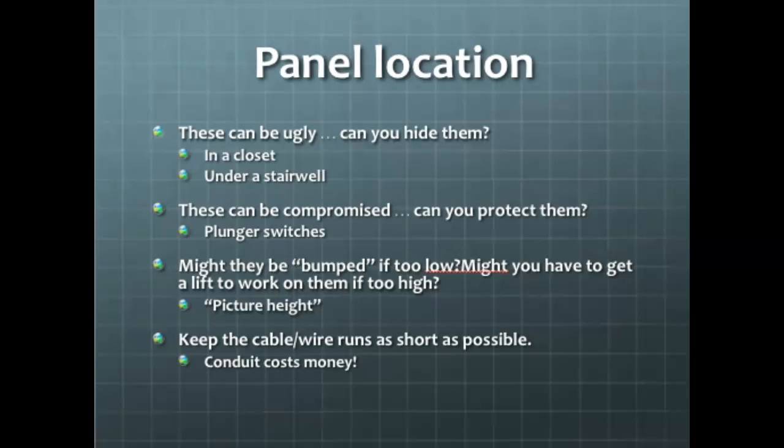They're out of sight. You can lock the doors. You can put a storeroom lock on the door. So now you have extra protection on your panel. And they're hidden. But under a stairwell is also a very good location to put these things.